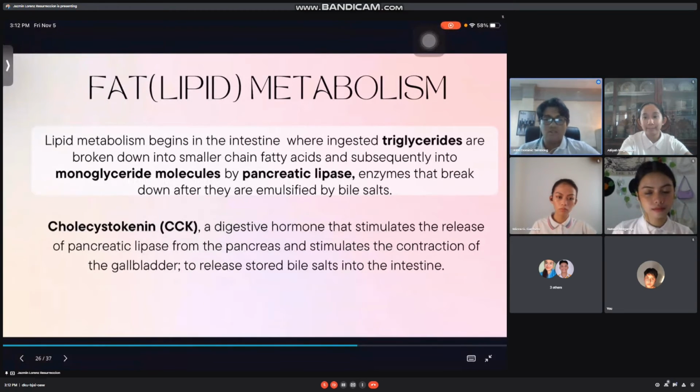Okay, thank you. So, metabolism starts at the intestines where our triglycerides are broken down by pancreatic lipase, which turns them into monoglyceride molecules. Along with this, a digestive hormone known as cholecystokinin is stimulated to release pancreatic lipase from the pancreas and stimulate the contraction of the gallbladder to release stored bile salts. Both of these, stored bile salts and pancreatic lipase, are important in the next step of fat or lipid metabolism. Next slide.